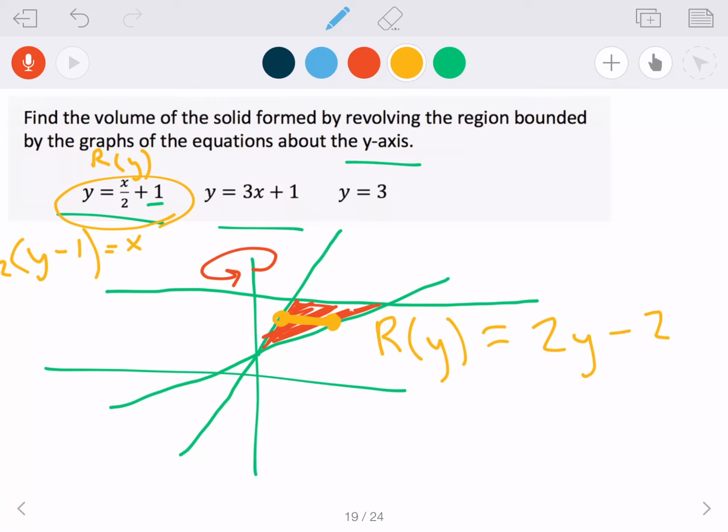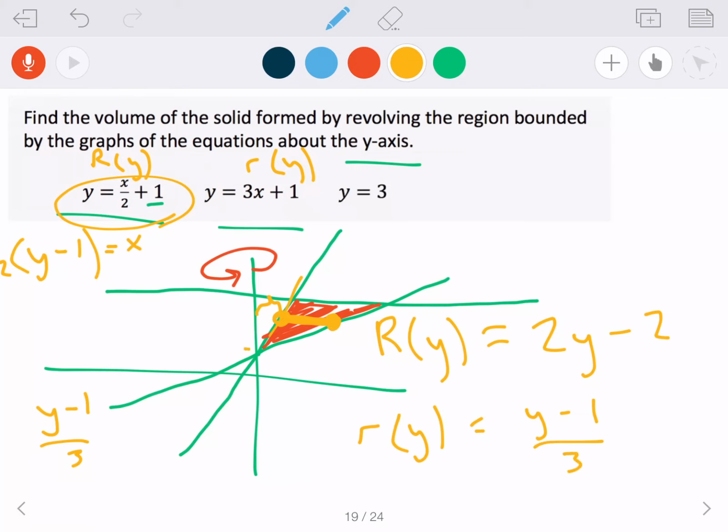And then this little radius, that's just the distance from there to there. That's this steeper function that we had. That was this one. This one's going to be little r of y. And so again, I'll solve that for y. I get y minus 1 divided by 3. So little r is y minus 1 over 3.